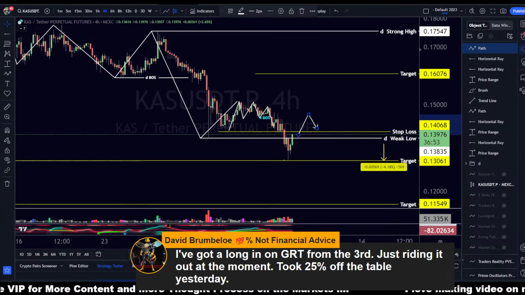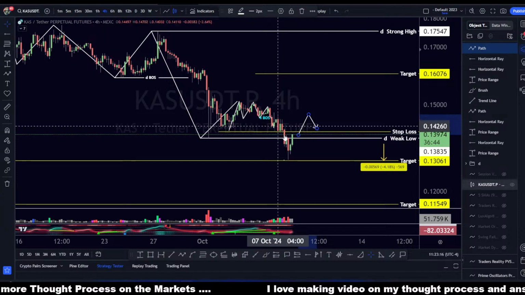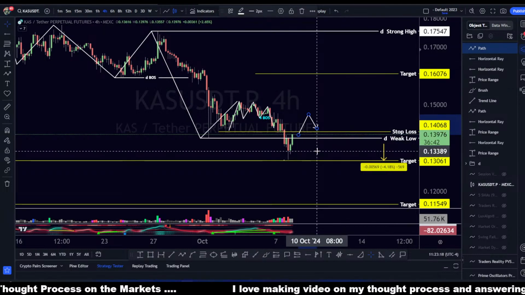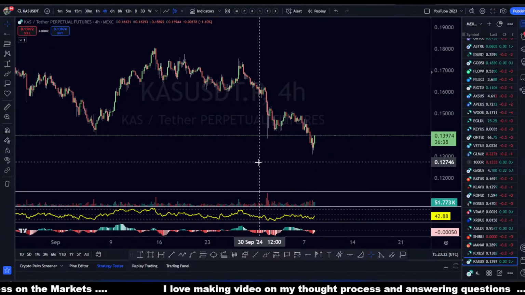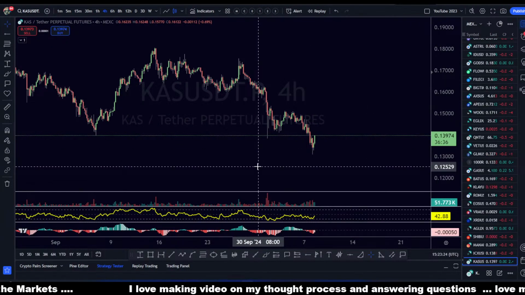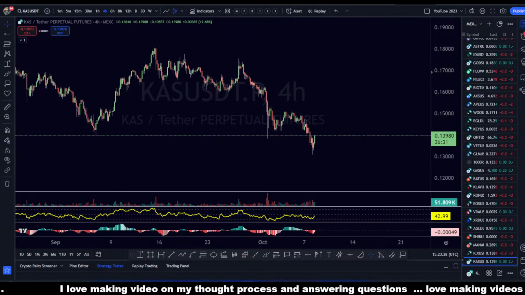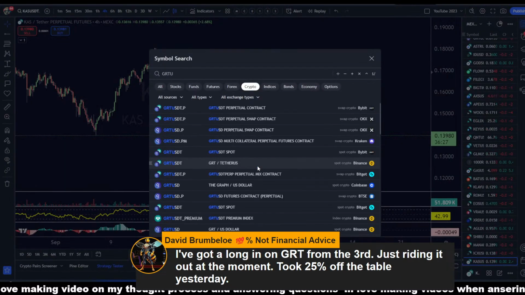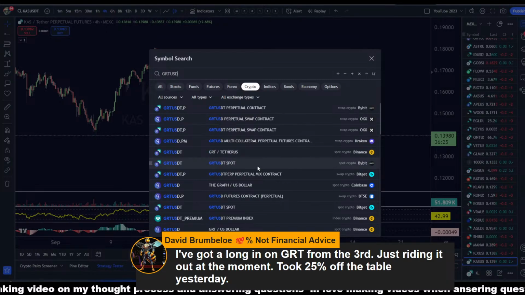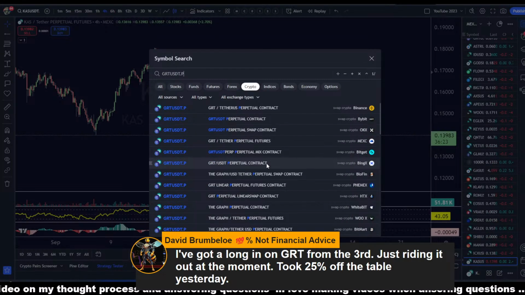I've got a long on GRT from the 3rd. Just writing it out at the moment. Took 25% off table yesterday. Nice. Yeah, so this one I'm waiting for it to come up and then to start coming down. Let's look at that one. Let's see here. What was that coin again? GRT USDT .p.